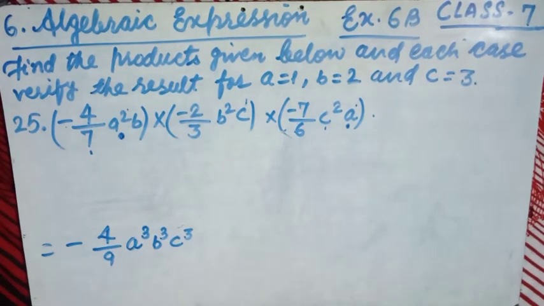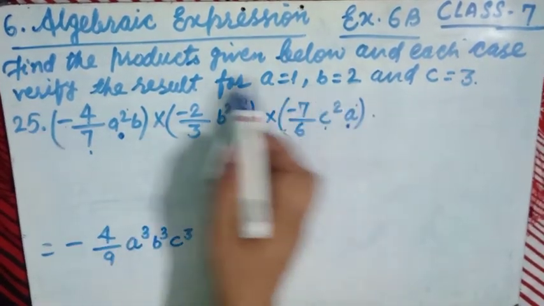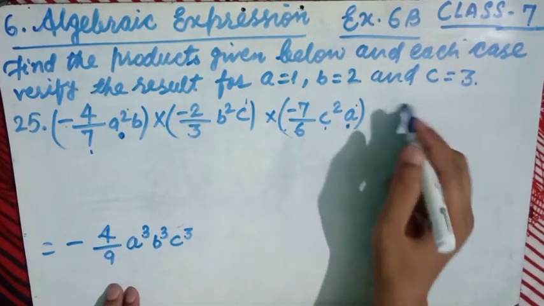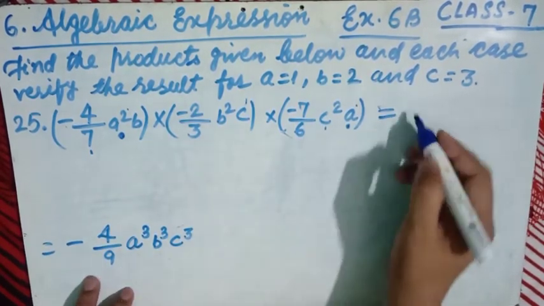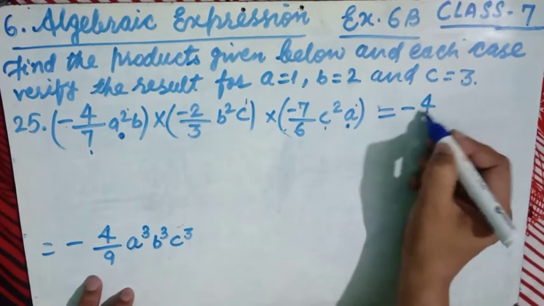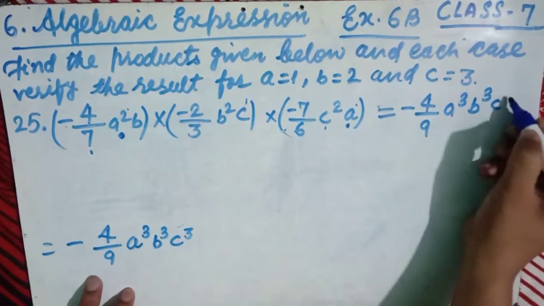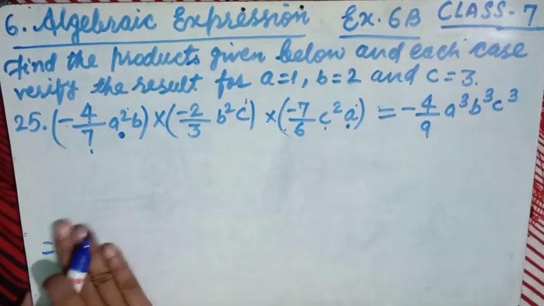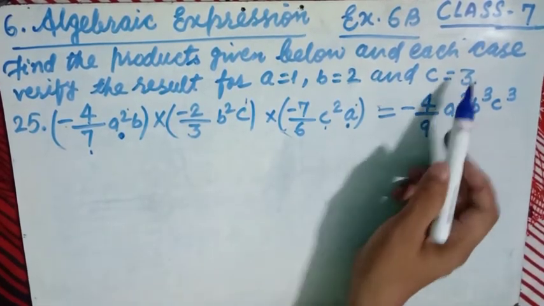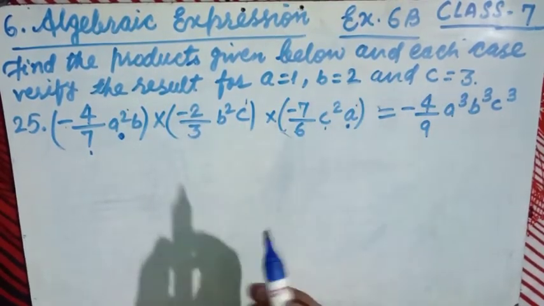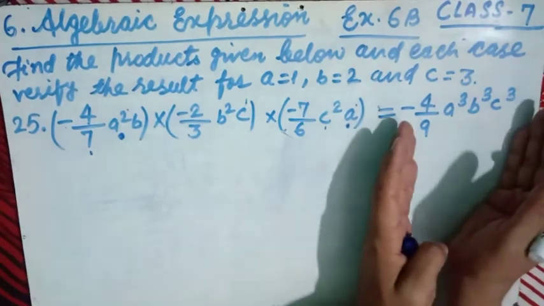Now, friends, these are the numbers. Now the product of this expression is here. Now I am writing this on the right hand side: minus 4 by 9 a cube, b cube, c cube. Now for the second statement, in each case verify the result for a is equal to 1, b is equal to 2 and c is equal to 3. So here is the left hand side and here is the product on the right hand side.